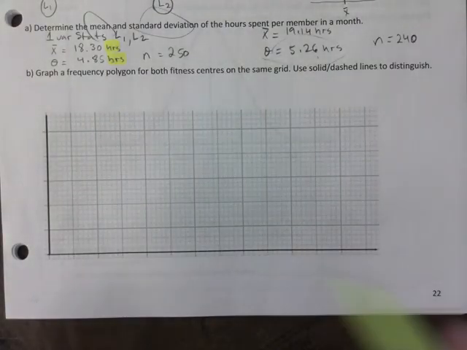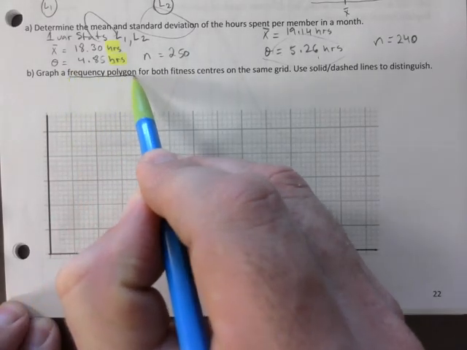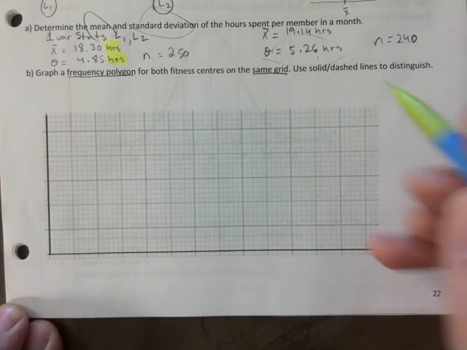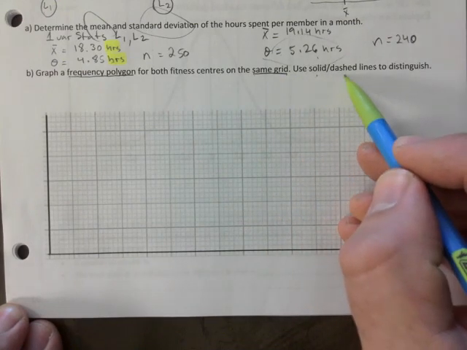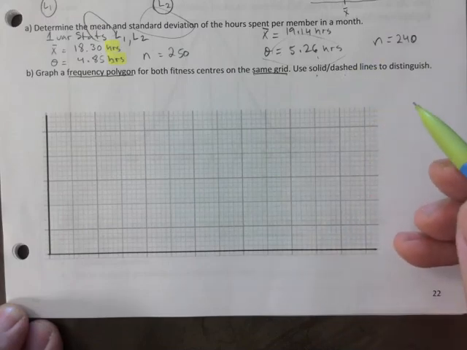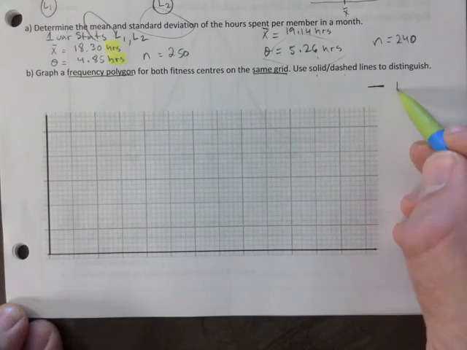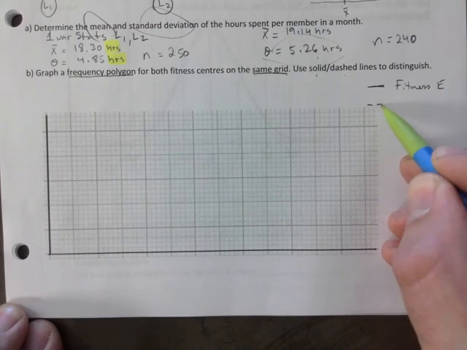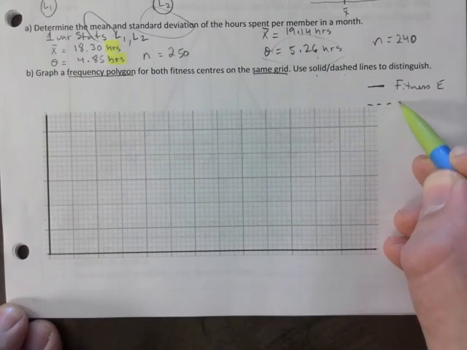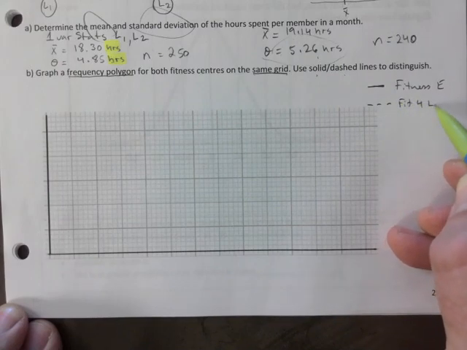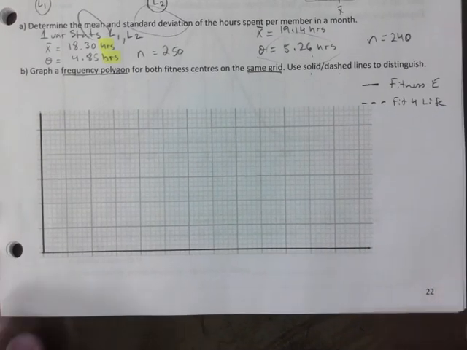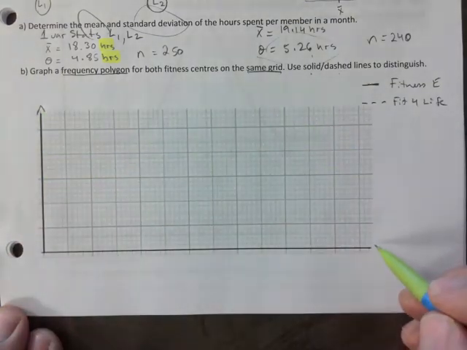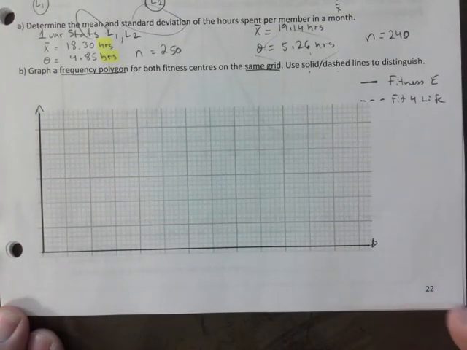So how would we graph this? If I asked you to make a frequency polygon for both fitness centers on the same grid, we want solid and dashed lines. So I think I used solid for Fitness Empire and dashed for Fit for Life. So I need you to know how to do this one, and you have to be a bit more careful when it comes to this.